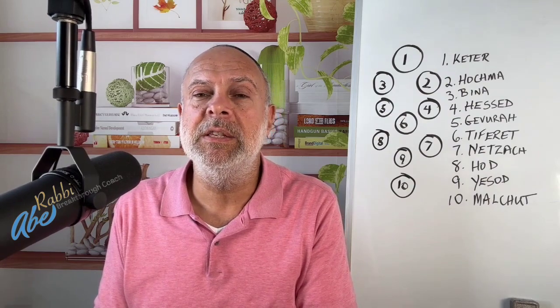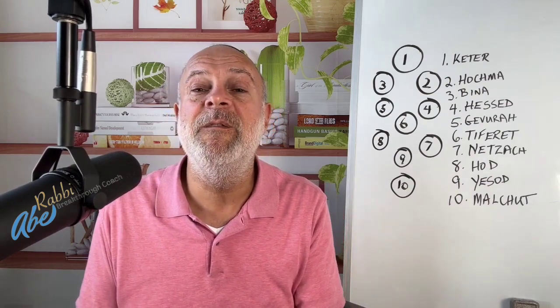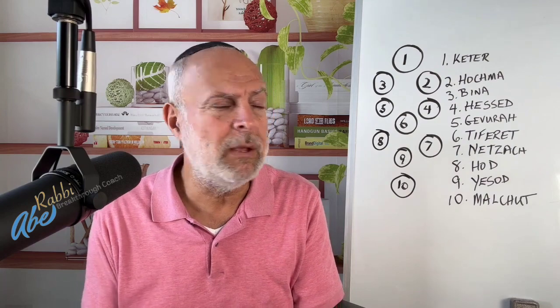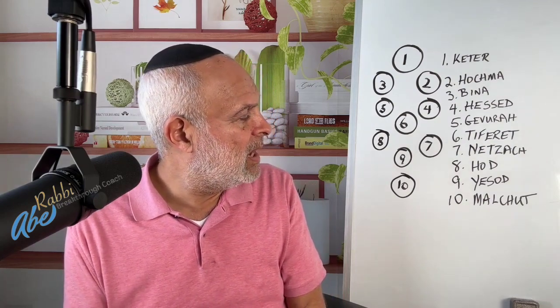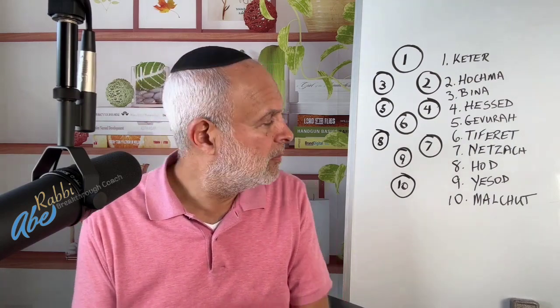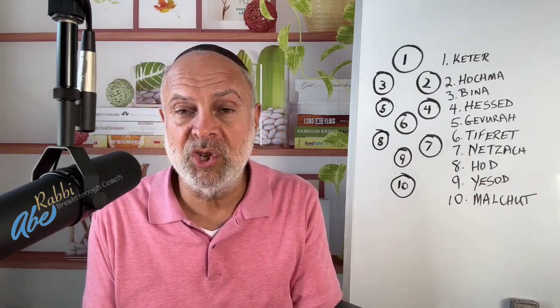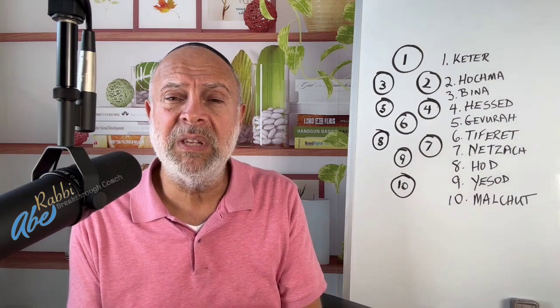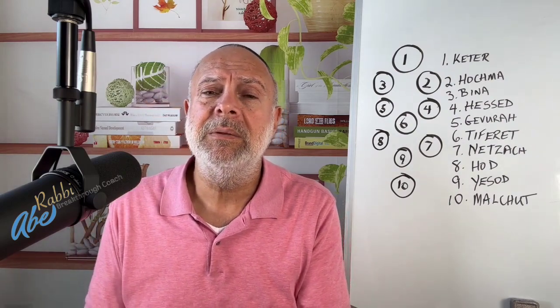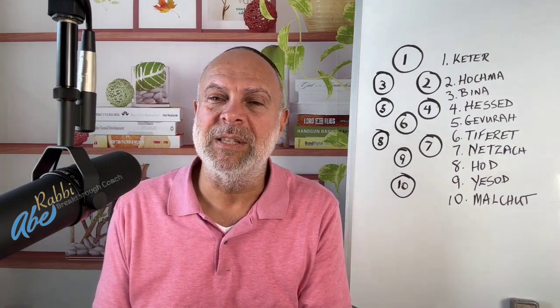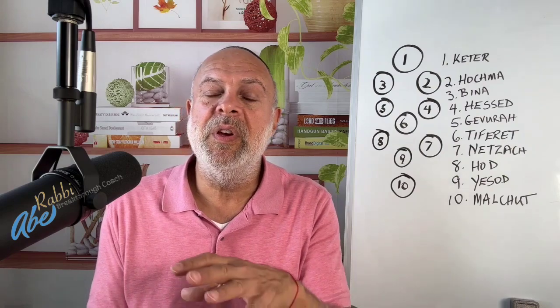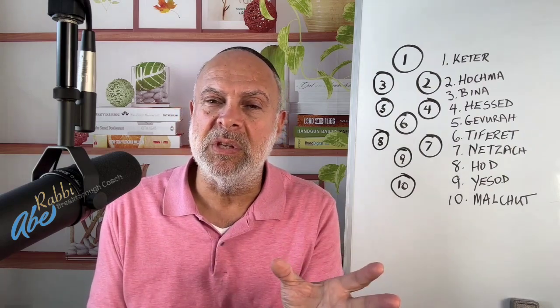Number 7, Netzach, which we translate as victory. Number 8, Hod, glory. Yesod, number 9, is foundation. And number 10, which is called Malchut, is kingdom. Okay, very nice. Now, there are many correlations here.